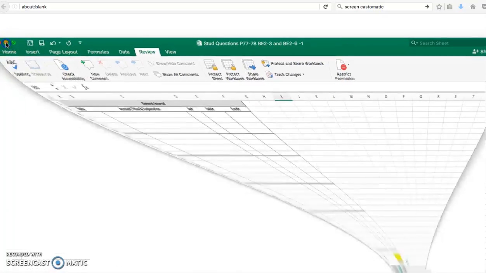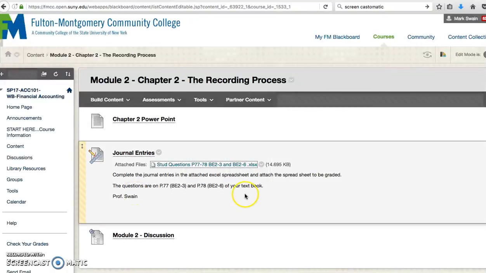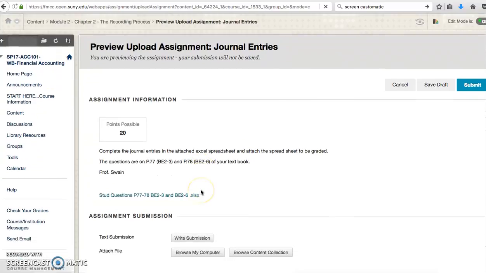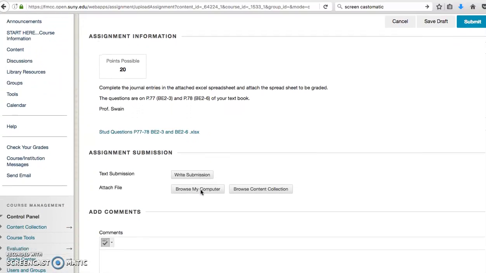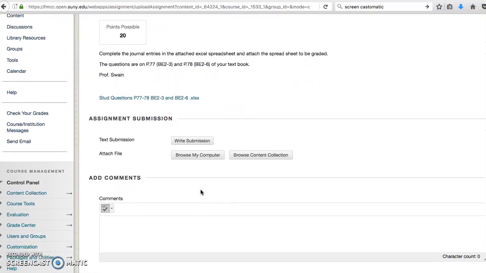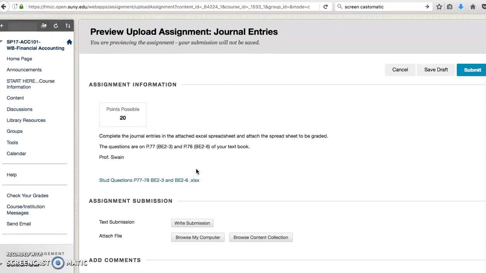You get a grade for this, and you will get a grade for the discussion post. When you click on the journal entries, you see there's 20 points for the discussion and 20 points for the Excel. Then what you do is browse my computer and attach the Excel spreadsheet that you've just created, that I gave you as a template.